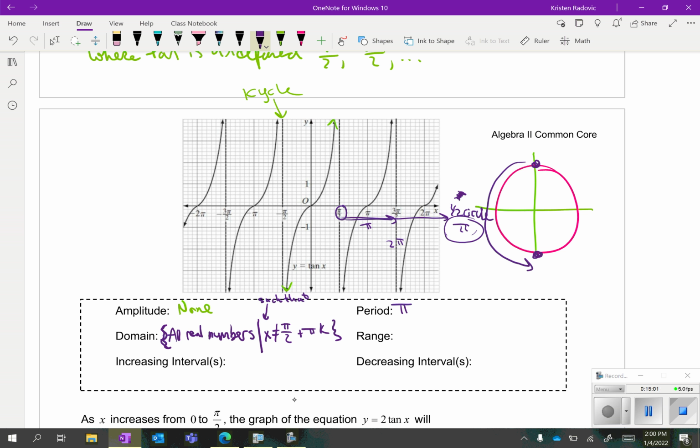The range is easier. The range is going to be your y values. How high does the graph go? How low does the graph go?